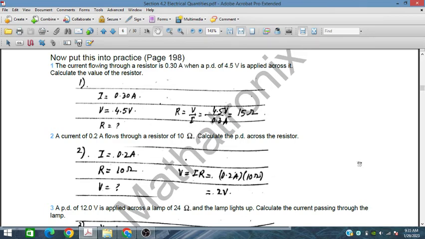Bismillahirrahmanirrahim. In the last session, we discussed section 4.2 related to electrical quantities for IGCSE and O level physics course. In continuation from the previous sessions, now we're discussing the remaining part of this section.